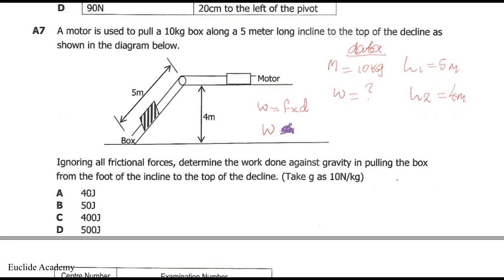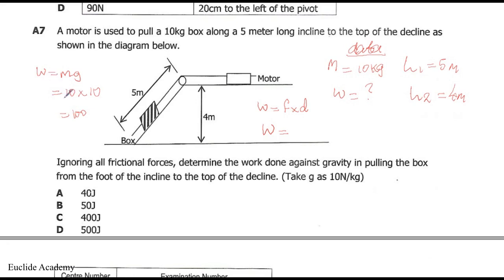So the work done is equal to the force. Well, what is the force? The force on a particular object is its weight. So what is the weight here? Let me just write the formula for weight. Weight is equal to mass times g, and the weight of this object is its mass, which is 10, times g, the gravitational field strength, which is 10 newtons per kilogram. So when you multiply 10 by 10, we have 100.